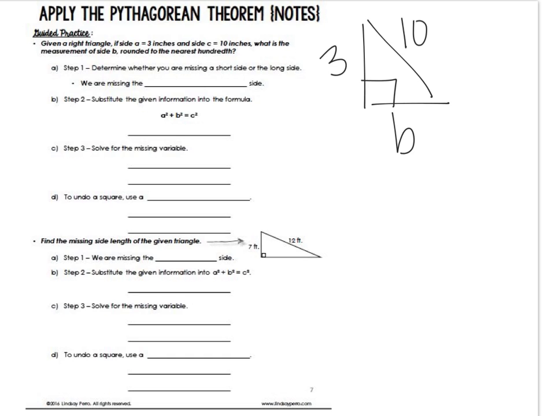So in step 1, determine whether you're missing a short side or a long side. In this case, we are missing the short side. So substitute in the given information. So here we're going to have 3 squared plus B squared equals 10 squared. And this is slightly different from that first problem. So let's go ahead and practice just together as a large group how to solve.